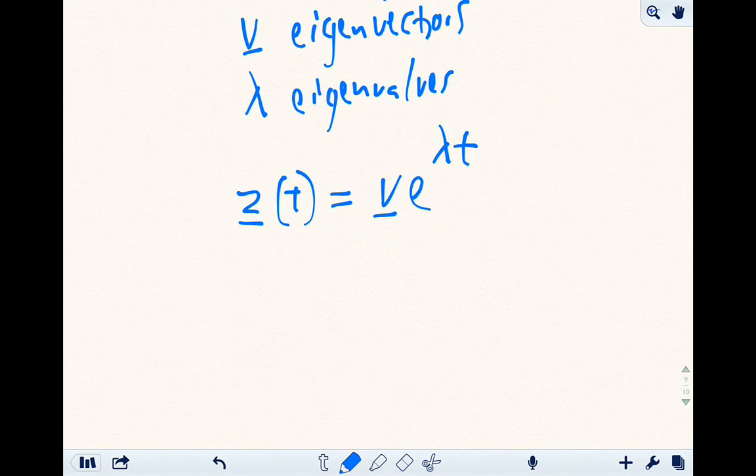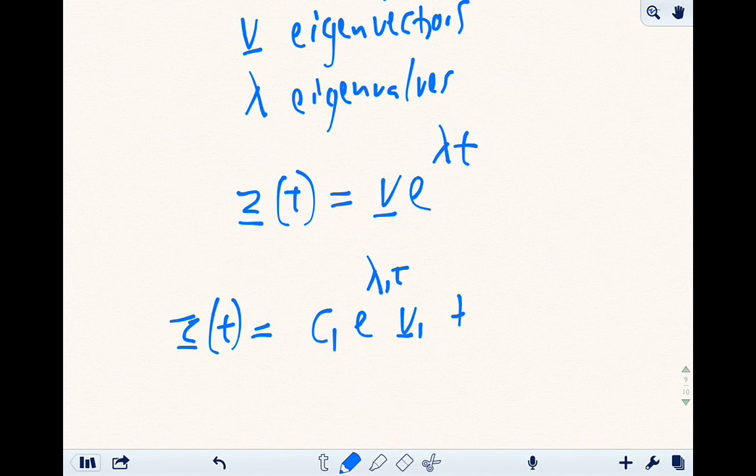Now remember that we have multiple eigenvalues and eigenvectors. A 2x2 matrix will have in general two eigenvalues. Associated with each of those eigenvalues is a particular eigenvector. So in this case we'll have a general solution z of t equals c1 e to the lambda 1 t times the first eigenvector plus c2 e to the second eigenvalue times t times the eigenvector associated with that eigenvalue.